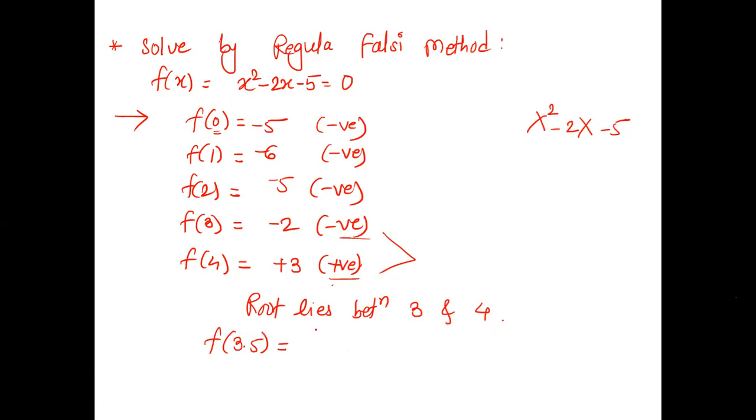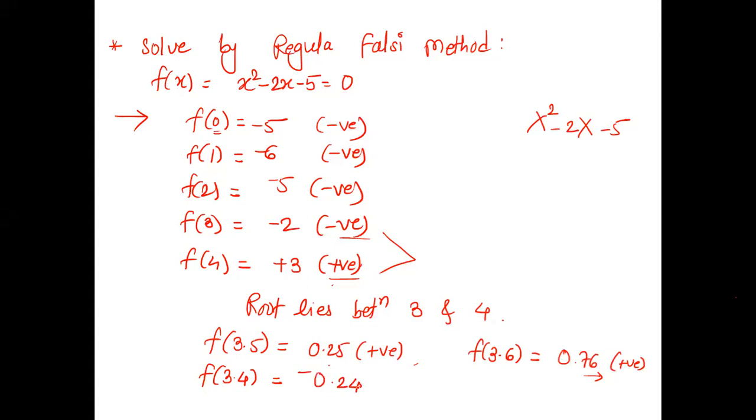I think we checked for 3.5. What was the value? 0.25, that is positive. And then I have also checked for 3.6. What was the value? 0.76, which is positive and increasing. This value is increasing, which means beyond this all will give you positive values. So we'll go back here. 3.4 we have checked, and what was that? Minus 0.24, which is negative. So now I declare finally that the root lies between 3.4 and 3.5.